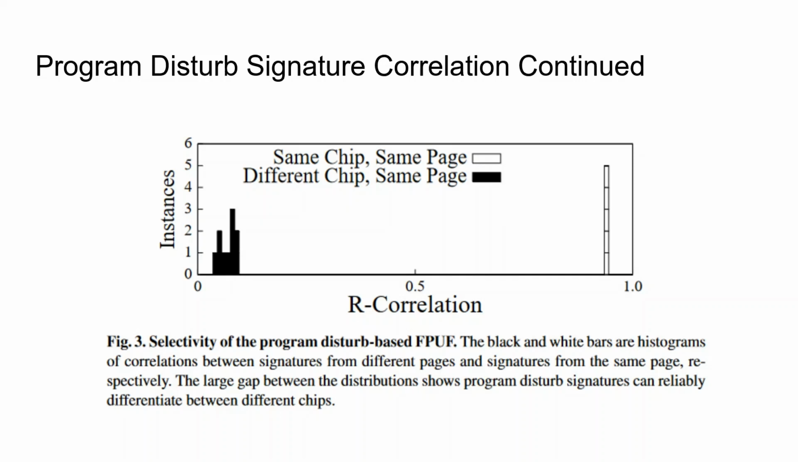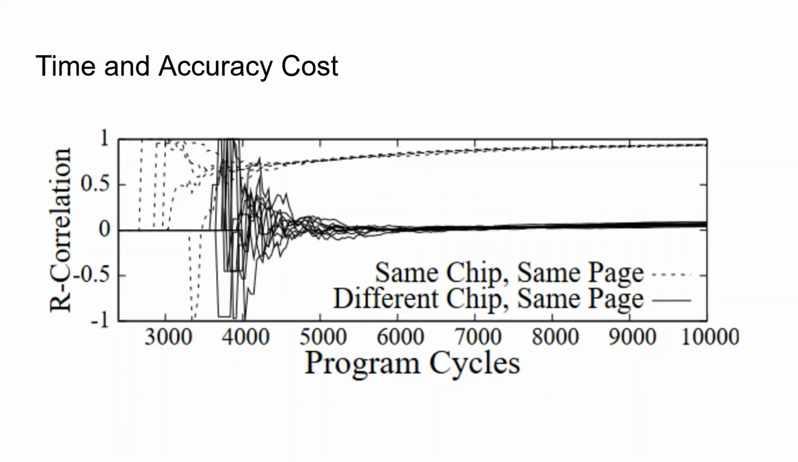This means that the program-disturbed flash-based physically unclonable function fits the criteria of having a low false positive rate. However, we still need to look at the other aspects of this method. It takes about 1 to 5 minutes to produce a signature when using the program-disturb based method due to the need to run thousands of program operations to disturb a single bit.